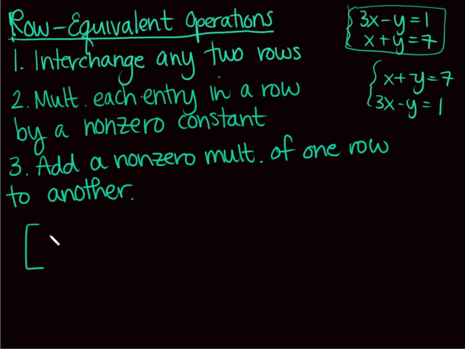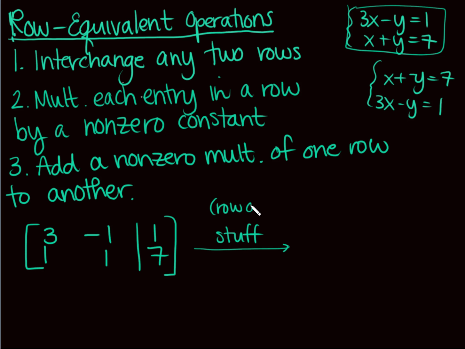My system is 3, -1, augmented with 1, and then 1, 1, 7. If I were to solve this, I would add these two together to get a 0. Now, I'm not necessarily going to do that here. What I want to get to, and I want to show you why this is true, is to do some stuff here. And when I say stuff, I mean okay stuff, like row operations. Don't just do whatever you want. And here's what I want to get to.